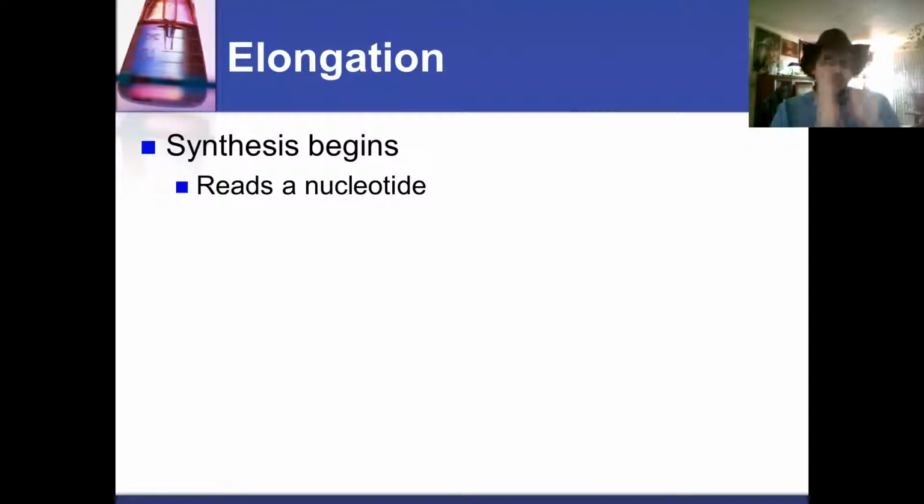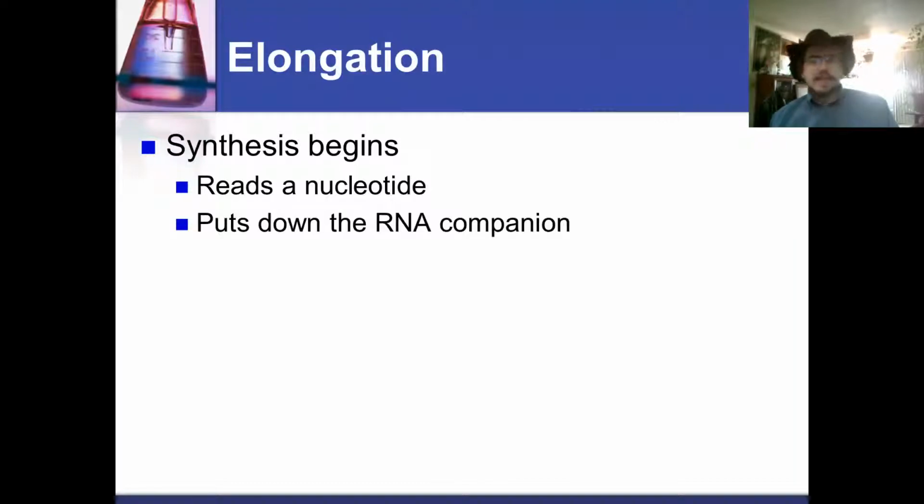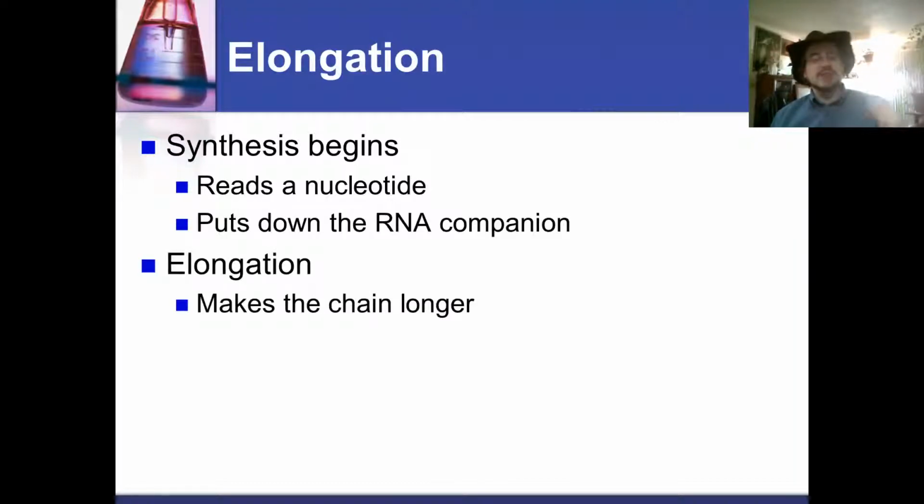It just keeps cranking down the chain, reading each nucleotide, bam, bam, bam, putting down the complementary nucleotide, and that is elongation. Starts off with a single nucleotide and then just starts making a chain based on the nucleotides it's reading. So, puts down the RNA companion. Elongation is when it makes the chain longer. Basically, elongation is read a nucleotide, add the RNA companion. Read a nucleotide, add the RNA companion. Over and over again until it's time to stop. So it builds the chain from the 3' end of the DNA, which is honestly something we didn't talk about at all, so ignore that bullet point.